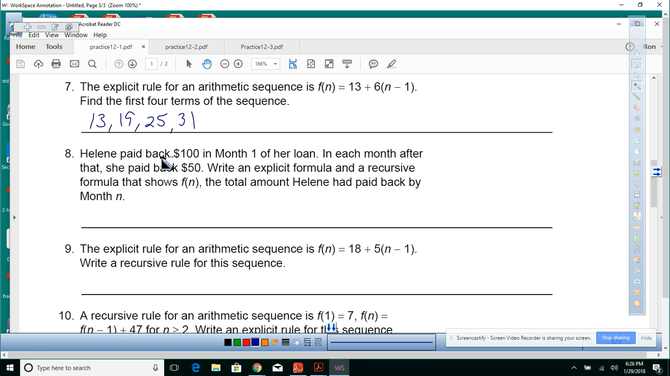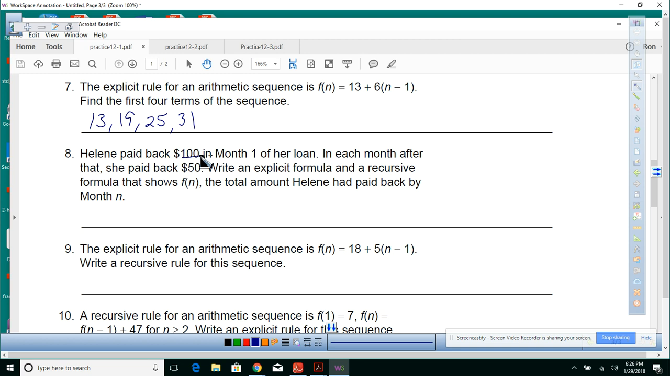Helen paid back $100 in month 1 of her loan. In each month after that, she paid back $50. Write an explicit formula and a recursive formula that shows f of n, the total amount Helen had paid back by month end.